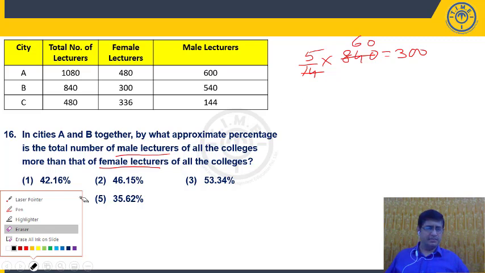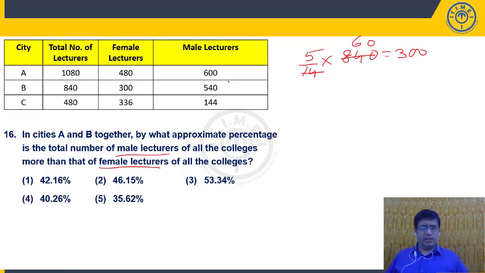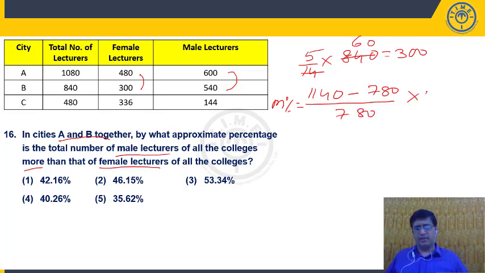So what is A and B together here? A and B together is equal to 600 plus 540, which is 1140. So this was missing here. So A and B together is equal to 1140, and here what is the value? 780. So 1140 and 780. So what do we need to find here? More percentage. Percentage more means the difference by the smaller value. What is the smaller value? It is 780 into 100. Now what is the difference in these two values? The difference is equal to 360 by 780 into 100.